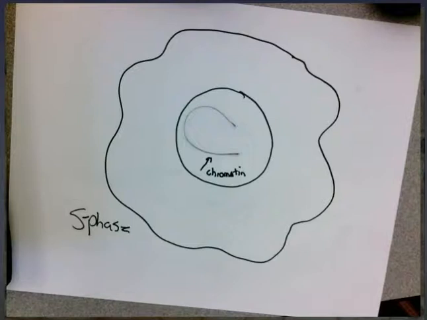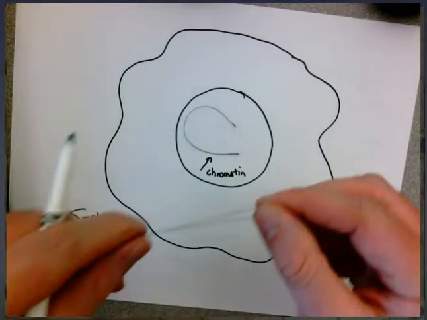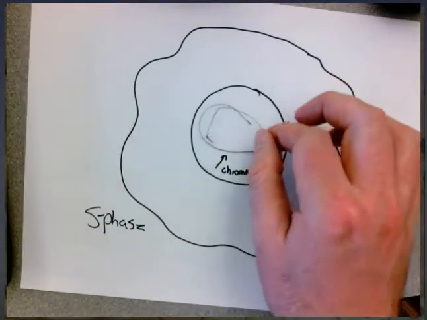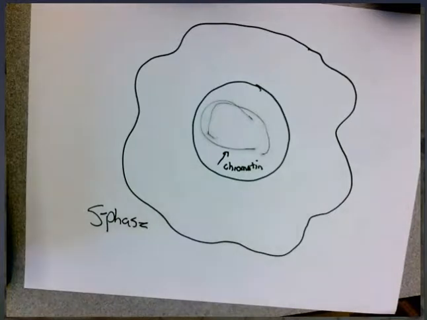So we have DNA that looks like this. It replicates itself. It copies itself. So now we have the exact same copy of this DNA as well. So now we have two copies of this exact same DNA.